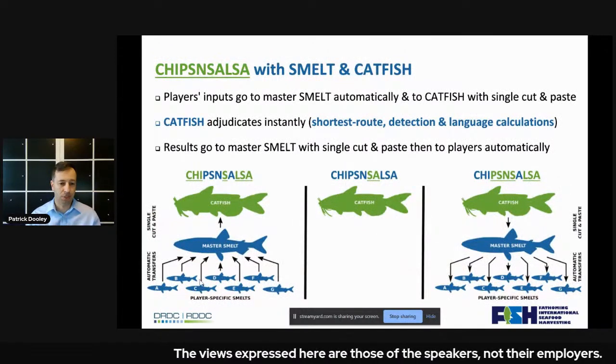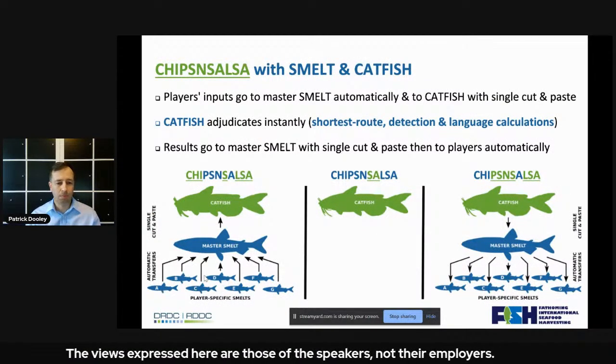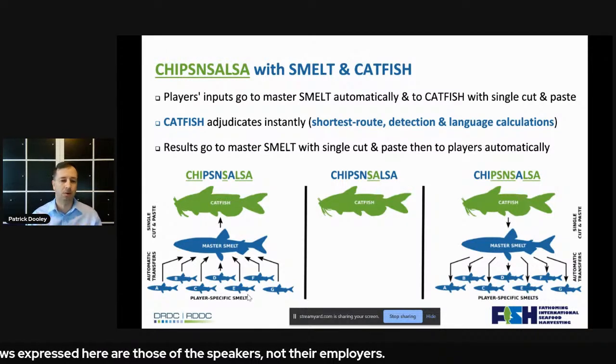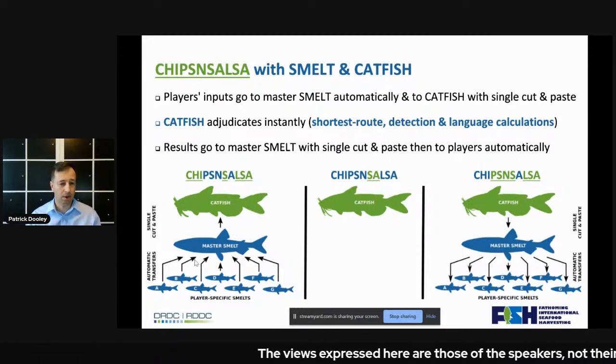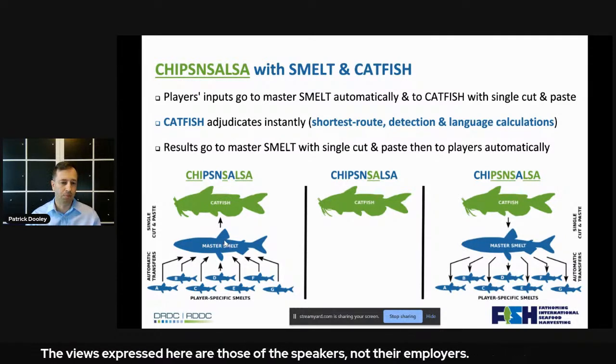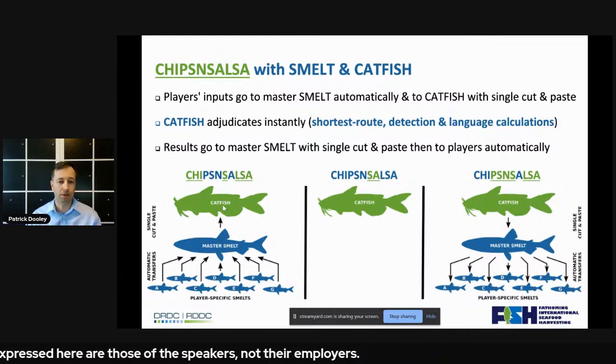As he's doing that, if he's player C, all the other players are simultaneously deploying their units, and their moves are being passed in real time to a master SMELT spreadsheet controlled by the control team. When a controller is looking at this and all the moves are in, they simply take a single cut and paste to copy all of that move data at once into another spreadsheet called CATFISH, which is where the adjudication happens.